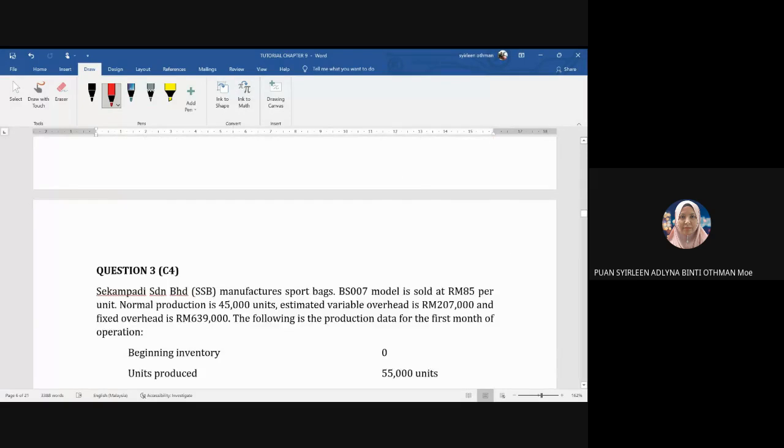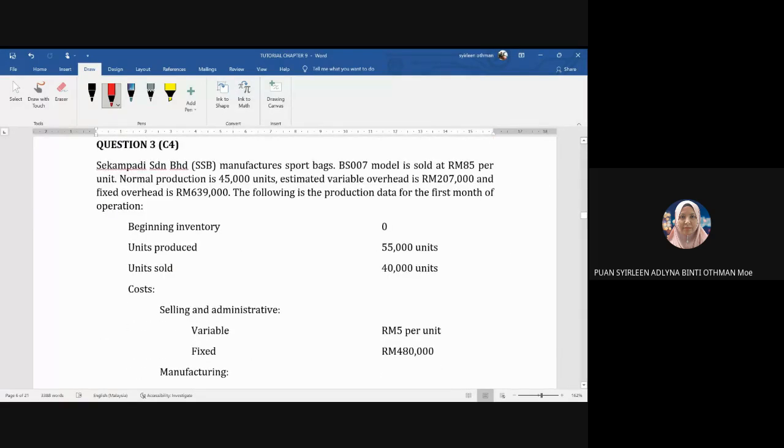Okay. Okay, soalan 3, sekam padi. Okay, I'm going to go fast on this sebab dia memang repetition asyik ulang-ulang balik buat benda sama je sebenarnya.